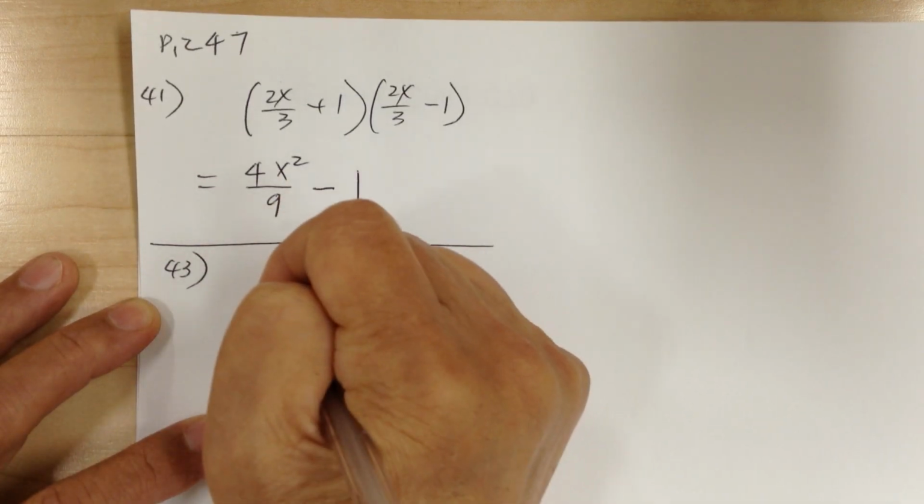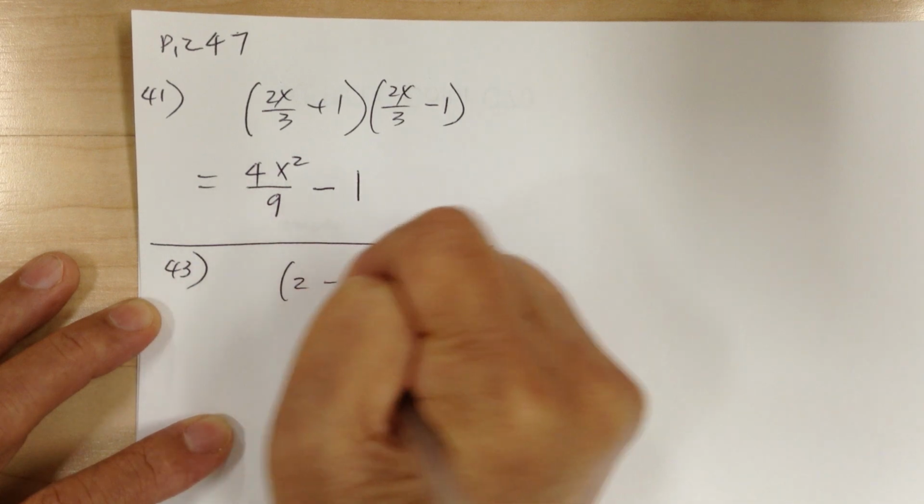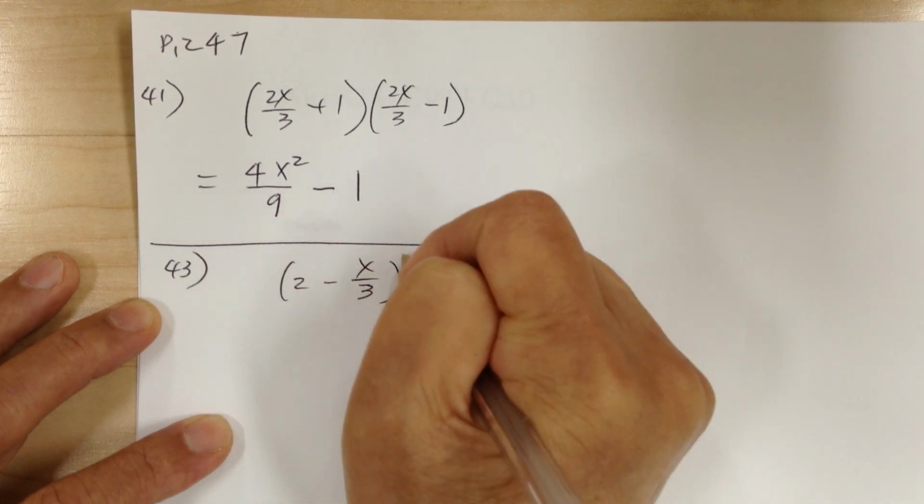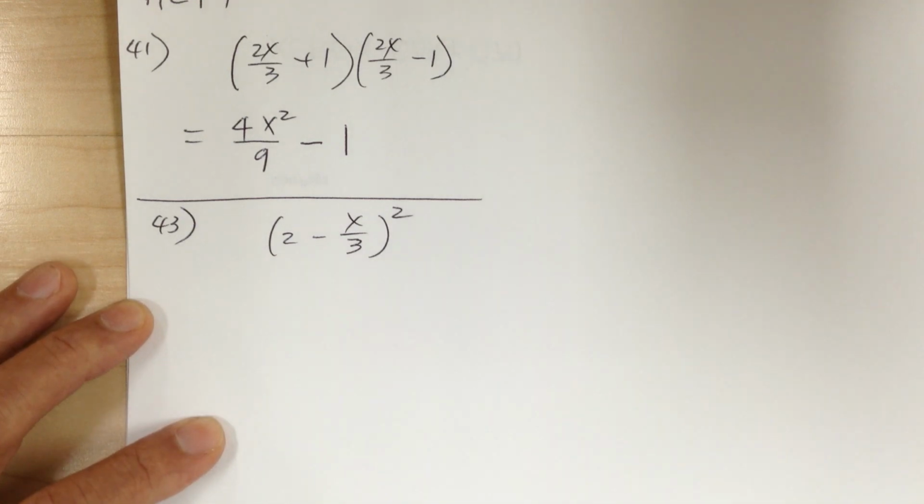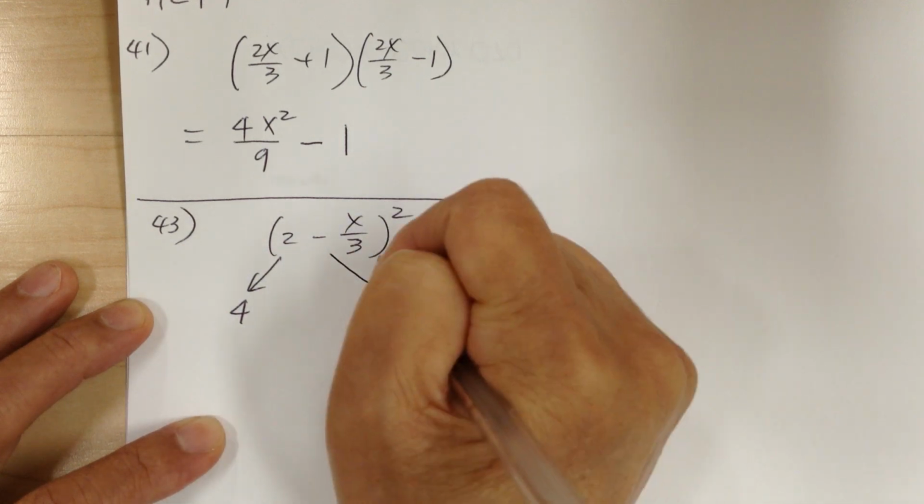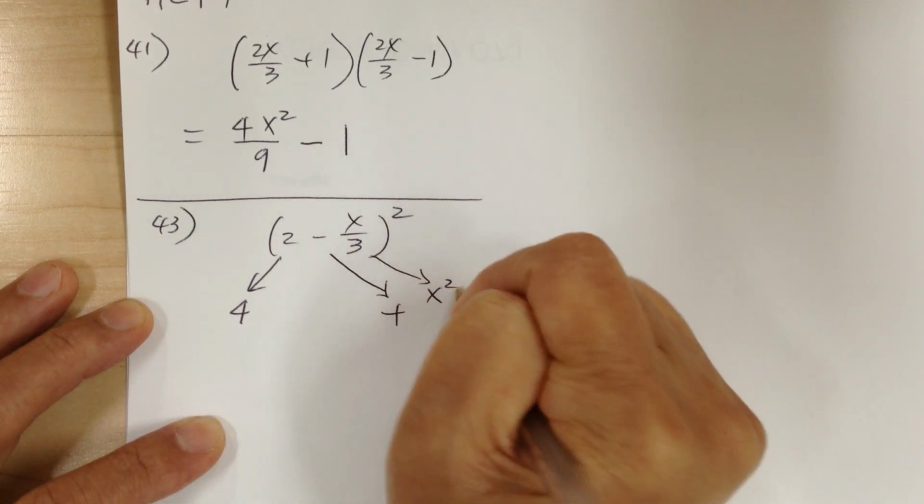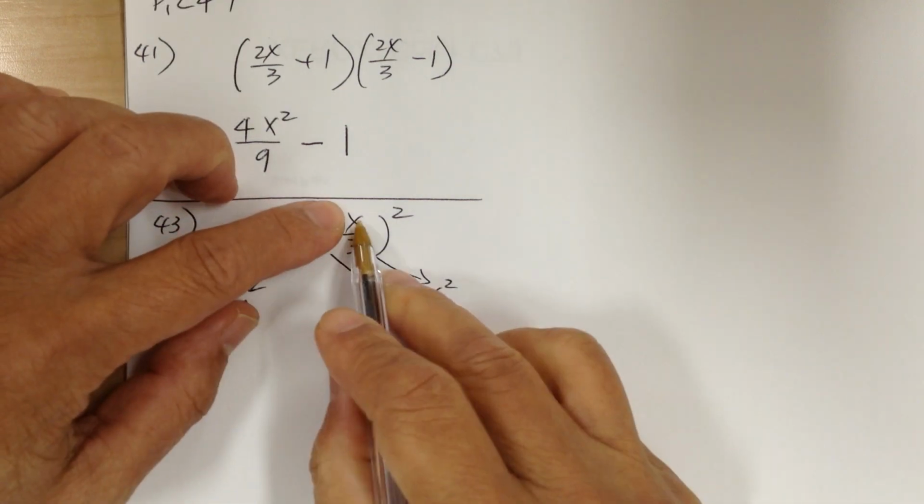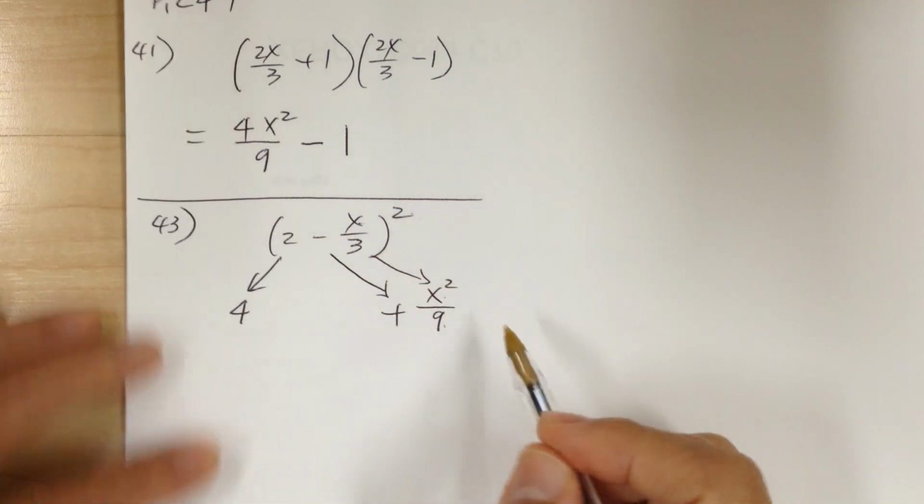Okay, 43. You have 2 minus x over 3, squared. So first you square this, you get 4. You square this, you get plus, and you square this, you get x squared over 9. Right? So x squared gives x squared, 3 squared gives 9.